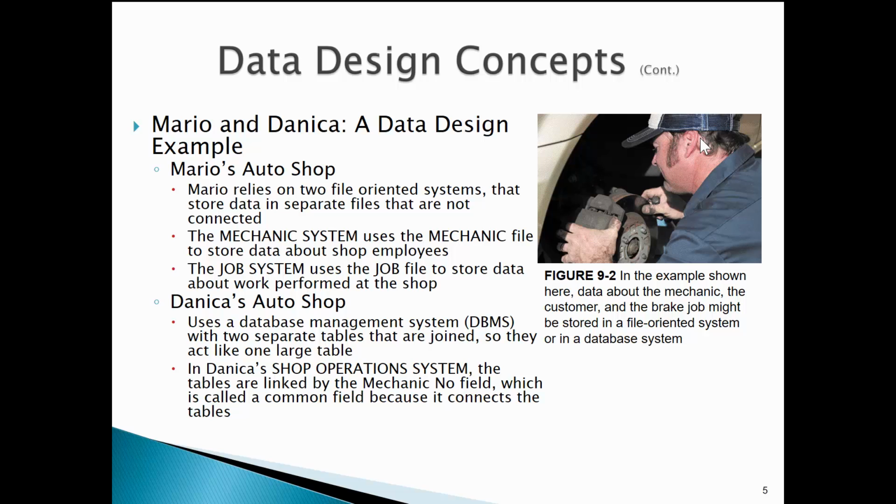So in Mario's auto shop, he relies on two file-oriented systems that store data in separate files that are not connected. Now, what that means is if you think about it, and we'll see this here in a minute, Mario's system most likely has data that is the same and needs to be kept and maintained the same in two different systems because they don't link into one system, whereas Danica uses a database management system with multiple tables that join data together. So she has the opportunity here of storing data only one time in a single system versus needing to store the same data in multiple systems.